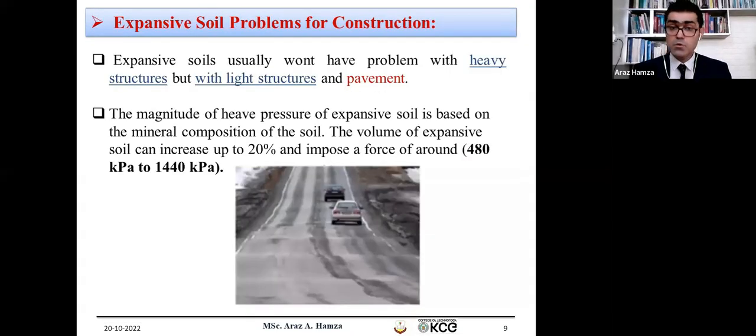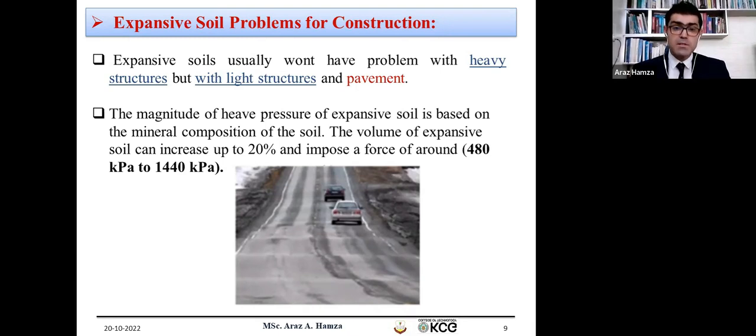Expansive soil usually will not have a problem with heavy structures, but with light structures and pavement it is very dangerous. This is another key for the thinking style of engineers. If you have a heavy structure, there is no doubt in specifying a place which is expansive soil. But in case you have a lightweight structure, you should think about and be aware of how to construct your structure, because the expansive soil can damage the lightweight structure.